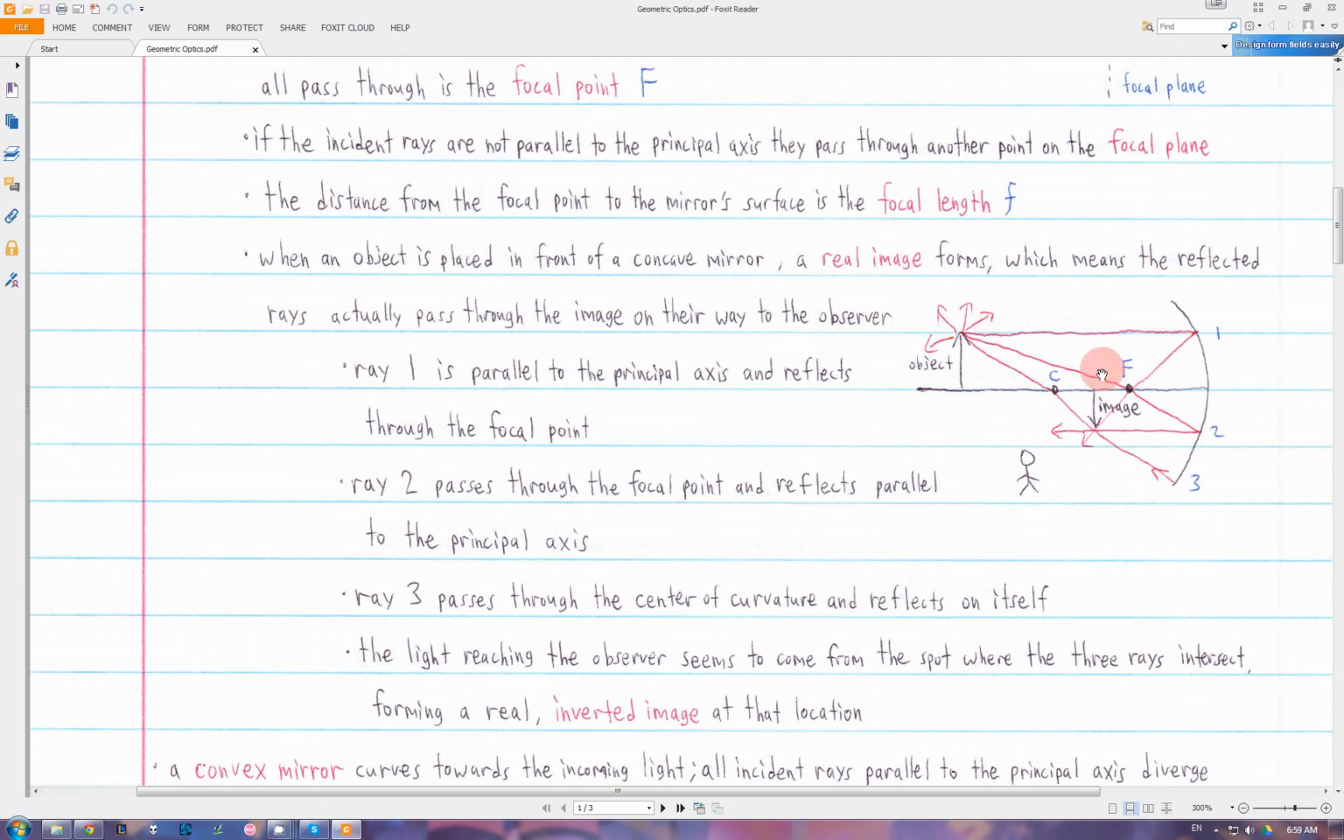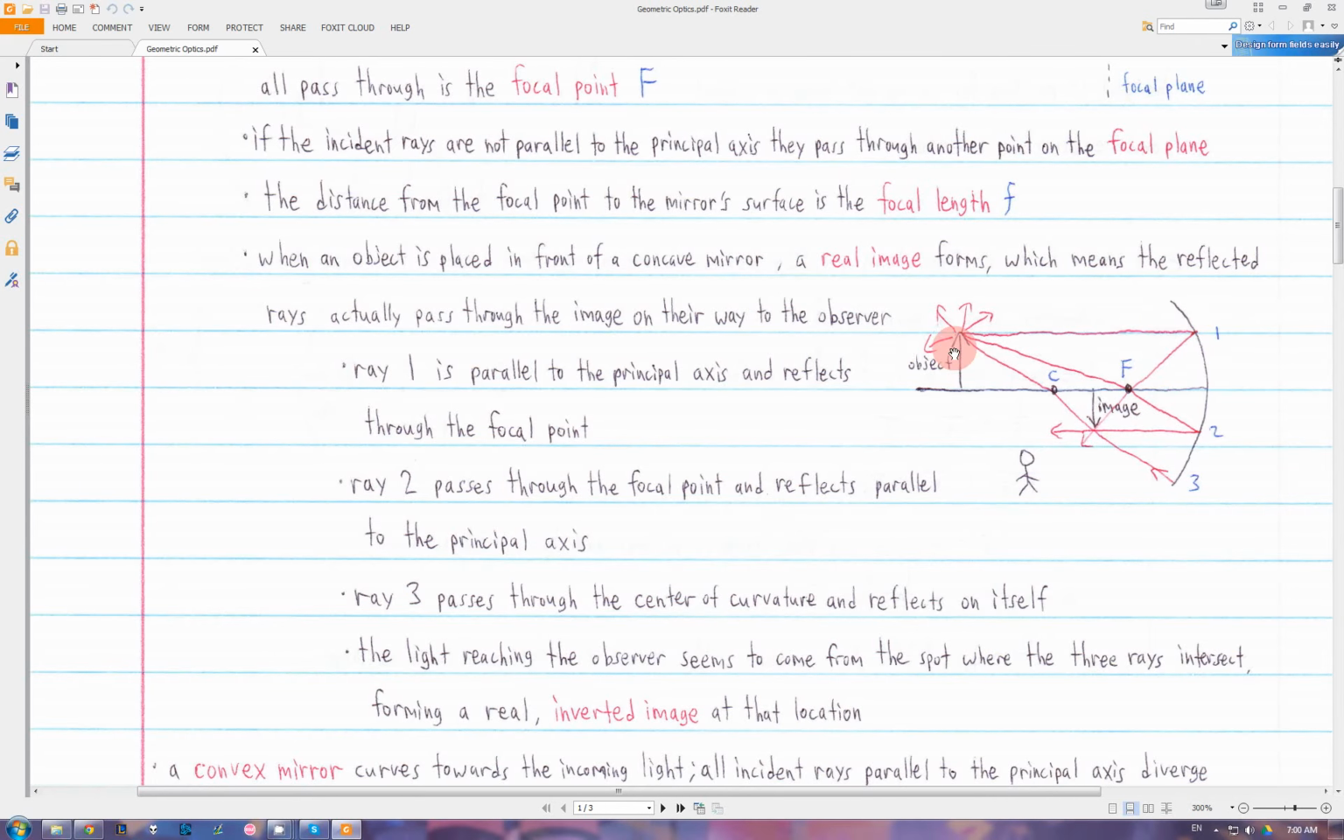But if we just pick a random ray, then it's going to be hard to analyze where it bounces after reflection. So for a concave mirror or any spherical mirror, there are 4 easy rays to draw. The first is if the incoming ray is parallel to the principal axis, then it's going to reflect through the focal point after it bounces off the mirror. We already talked about this case.